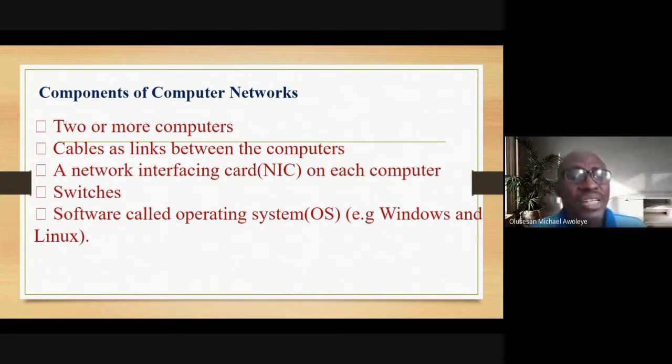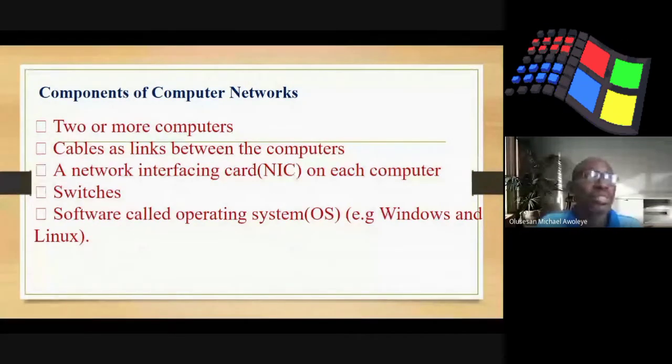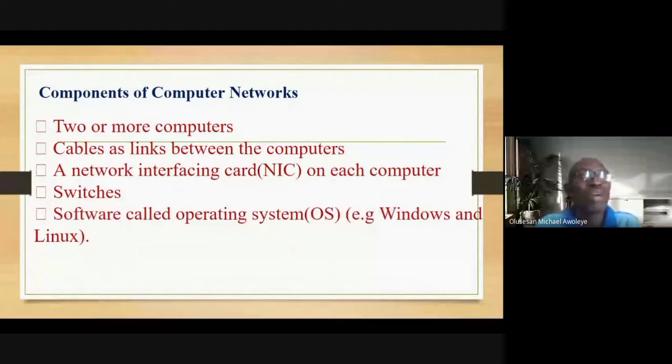Then you also need software called the operating system to be able to drive all the components, the transport protocols, the exchange protocols, and everything working behind the scene that you may not see. Windows is a very good example of an operating system, which the majority of us are familiar with. We have variants of Windows: Windows 10, Windows 7, Windows 95, Windows XP, Windows Millennium, Windows Server, and a lot of that. So those are Windows operating systems.